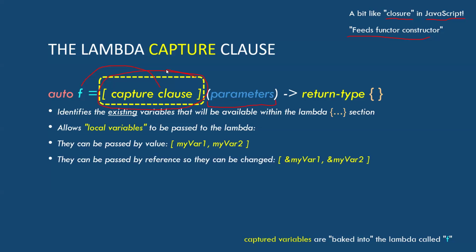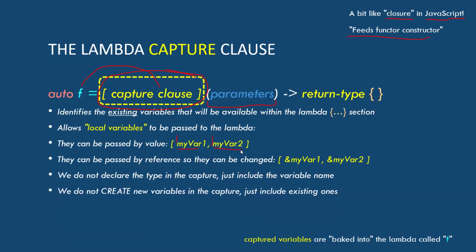And we can also do something tricky. We can pass them in as a reference so that the constructor can change them, which is a little bit strange. But notice there's no type in there. We don't have an int or a float or a double in there. We're just saying, here's a variable I'm throwing down into the constructor as an argument. So the capture doesn't create any new variables. It only vacuums up the existing ones.